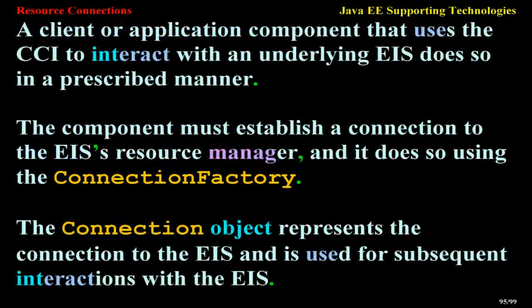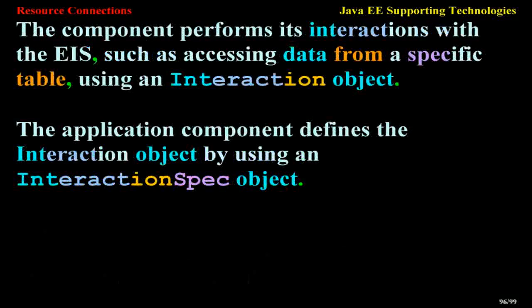A client or application component that uses the CCI to interact with an underlying EIS does so in a prescribed manner. The component must establish a connection to the EIS's resource manager, and it does so using the ConnectionFactory. The Connection object represents the connection to the EIS and is used for subsequent interactions with the EIS. The component performs its interactions with the EIS, such as accessing data from a specific table, using an Interaction object. The application component defines the Interaction object by using an InteractionSpec object.